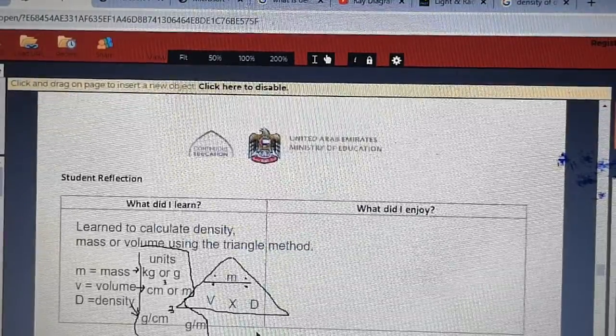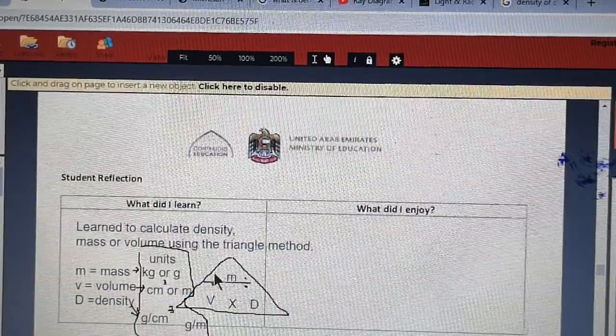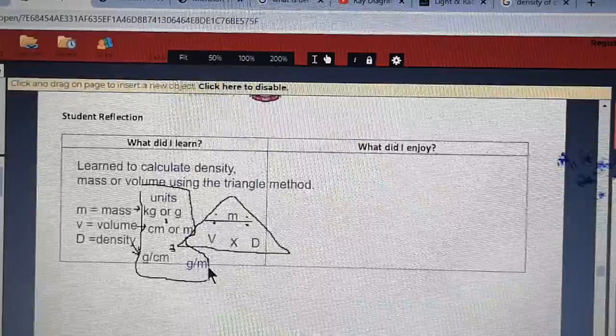I think that sums up the learning quite well. It's something you enjoyed about this lesson, and let's move on.